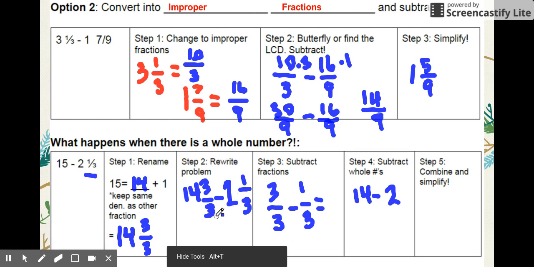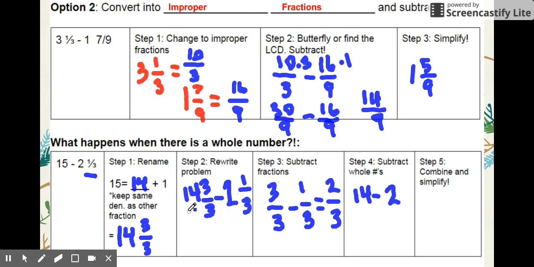Okay, so rewrite the fractions. Now you have 14 and 3/3 minus 2 and 1/3. And then if you subtract the fractions, step 3, 3/3 minus 1/3, that's really easy, just 2/3. And then step 4, subtract the whole numbers, so 14 and 2. So 14 minus 2, that's easy, 12. And then the last step is to combine them, so 12 and 2/3.